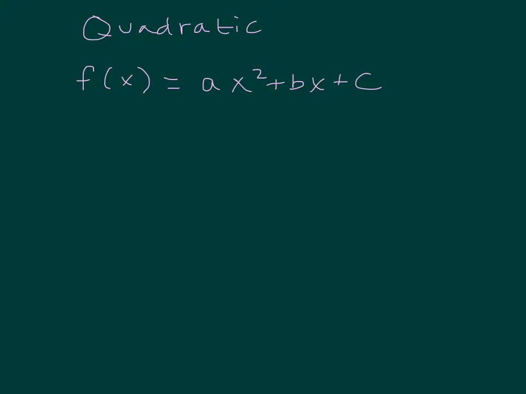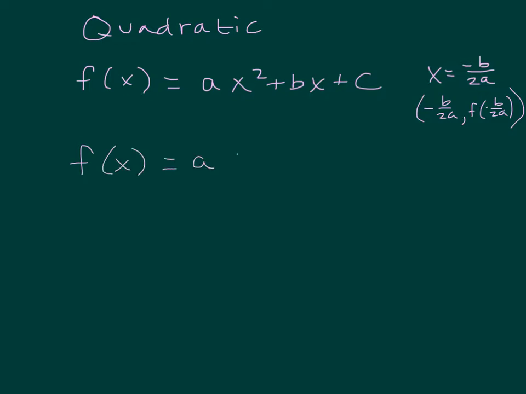And when we're in that form, we can get the x value of the vertex by substituting x equals negative b over 2a. Okay, so this b and this a, negative b over 2a. That'll give you the x value of your vertex. Once you get that, you'll have to substitute that value into the function to get the y value of your vertex.